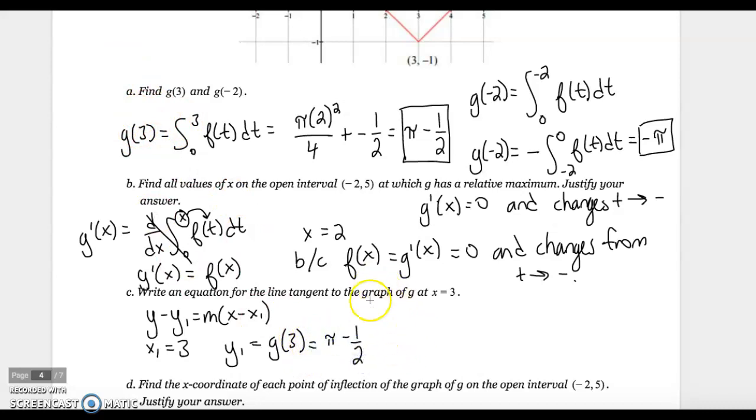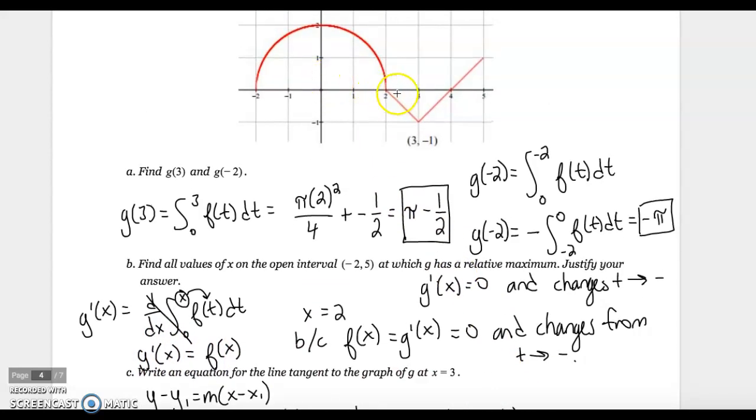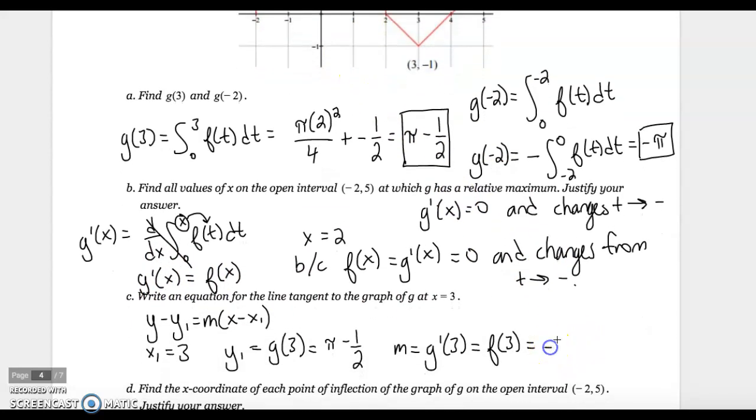And then we also needed to find our m value, which is g prime of 3, aka f of 3, right? G prime equals f. And then if I look at my graph, f of 3 is -1. So when I write my equation of the tangent line, I can write y minus, y1 is kind of messy, so I'm just going to leave it in parentheses like that, equals m times x minus x1.